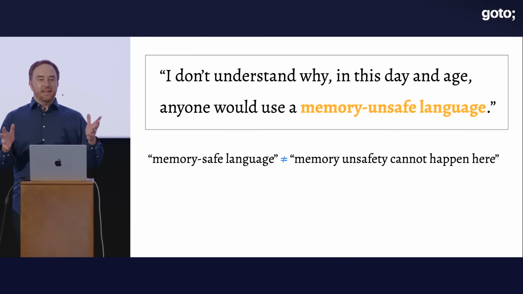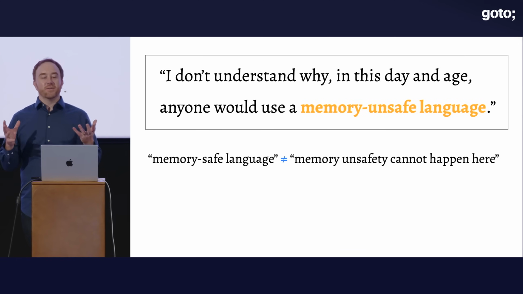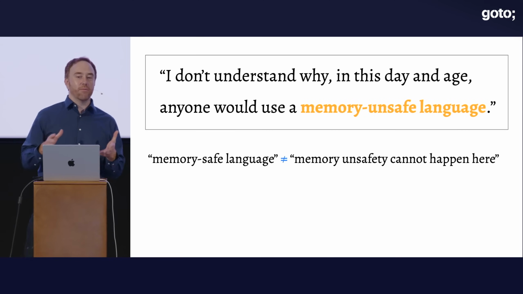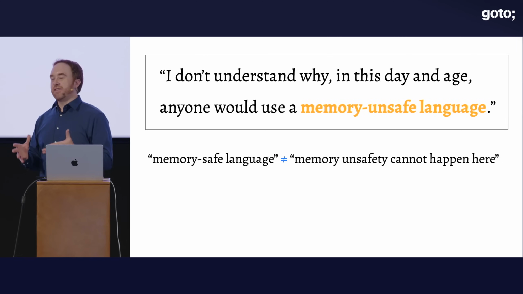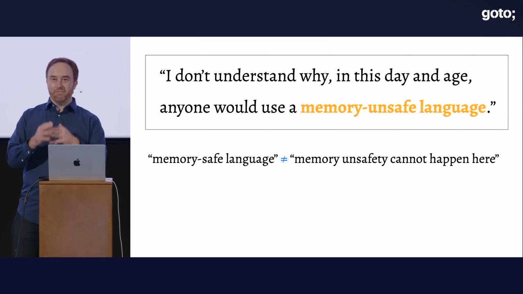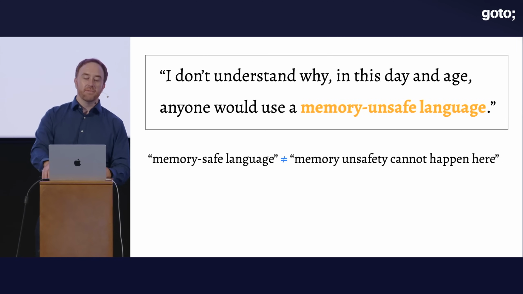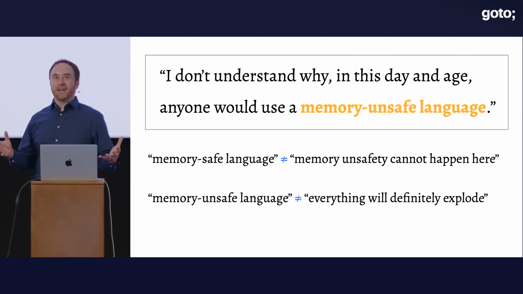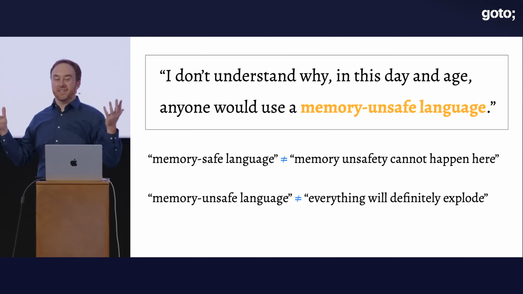So basically, I think it's important to note, whenever I hear someone say this, the first thing I think is: yeah, okay, but memory safe language is not exactly the same thing as memory unsafety cannot happen here. If it were, nobody would use Rust because it wouldn't be able to reach that maximum performance ceiling. And it's also not true in the same line that memory unsafe language means that everything will definitely explode all the time.